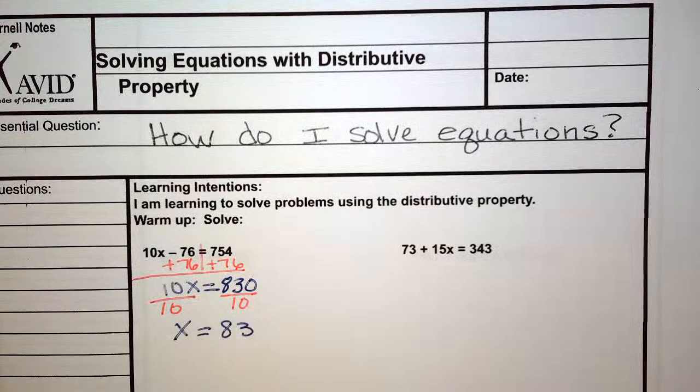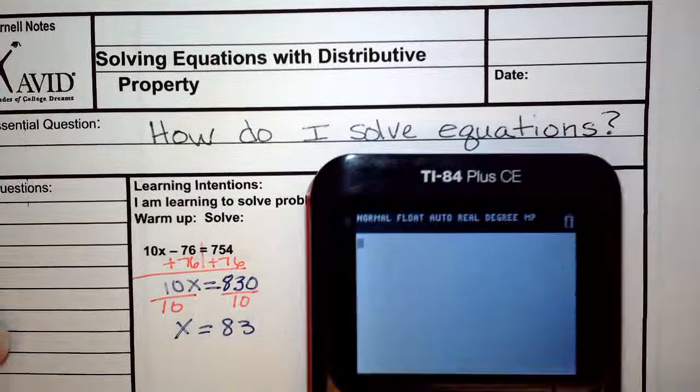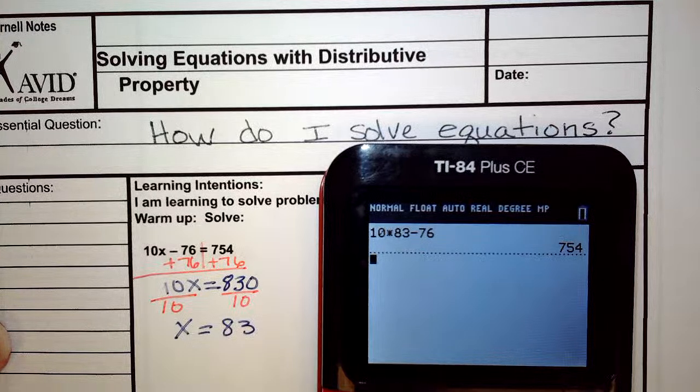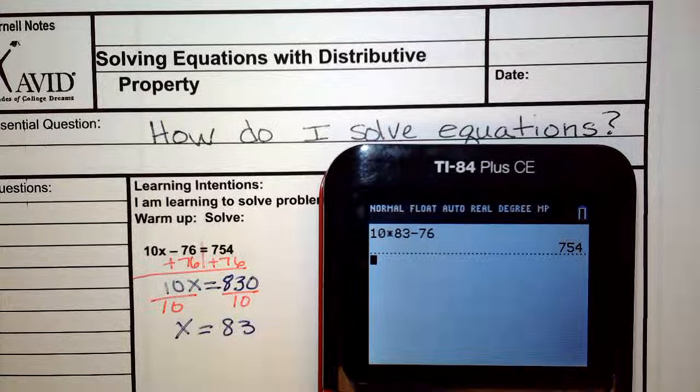So if I want to check, I'm actually going to use a calculator. 10 times 83 minus 76, and I get 754, so I know that it is the correct answer.